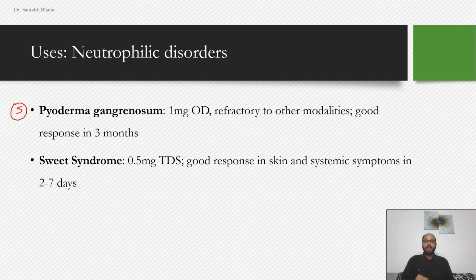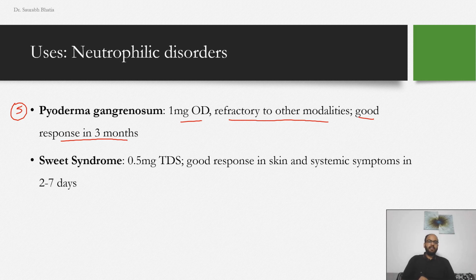Fifth is pyoderma gangrenosum. Again, in neutrophilic disorders, 1 gram once a day has been used. In disease which was refractory to other modalities like steroids, like infliximab, like dapsone, you can start using colchicine if the patient is tolerating. Good response was seen in roughly 2 weeks to 3 months. So most of the time it takes around months to show good response. Okay, so it's a good idea. Let's say you have a patient with severe pyoderma gangrenosum and there are no contraindications to any of the drugs. Start steroids, make it manageable, maintain on colchicine.